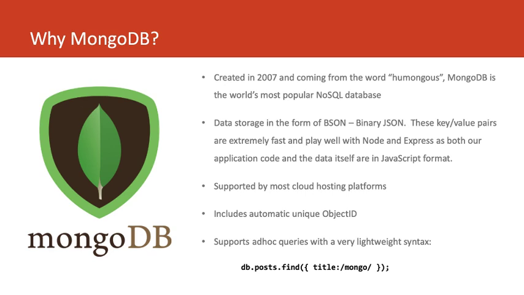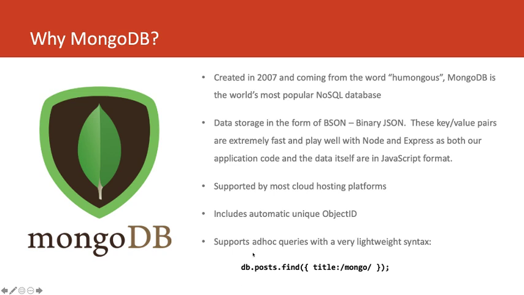Data is stored in what is called BSON, which is just binary JSON. It's a way of being able to optimize that JSON in order to search it well, store it a lot easier, because we're not just storing text files on our computer. It's in binary JSON. It's also supported by most cloud hosting platforms. It includes, as I mentioned, automatic unique object IDs, and supports ad hoc queries with a very lightweight syntax. So this is what I meant about it looking similar to JavaScript.